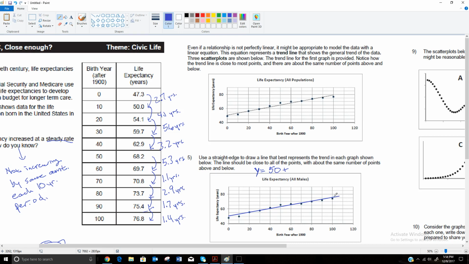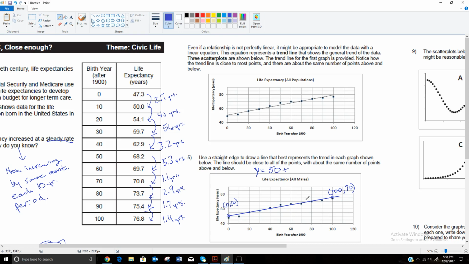So again, what I usually do is I just go from the beginning to the end. So it looks to me like it starts at 50 and it ends close to the end here, is that 60? It looks like it's almost exactly at 100 over and 70 up. And again, I'm not looking at this point, I'm looking at this line. So I'm looking at this point here and this point here, not the actual data points that were there before. So after 100 years, or the year 2000, it looks like the life expectancy is at 70 for males.